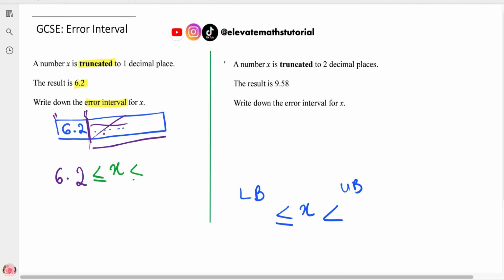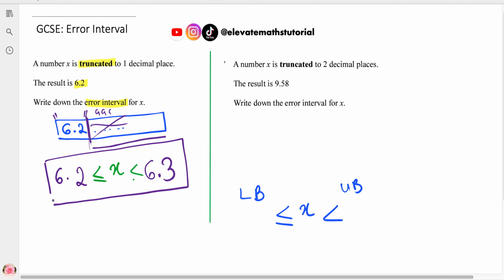Otherwise, what it could have been is 6.29 recurring. So it could have been 9999 recurring, which means the highest possible value it can get to, but not that number, is 6.3. It's less than 6.3. That's how we can write that. It doesn't necessarily mean that when rounded to one decimal place this gives us 6.2. It actually doesn't. It's less than 6.3. And this is your error interval for truncation.